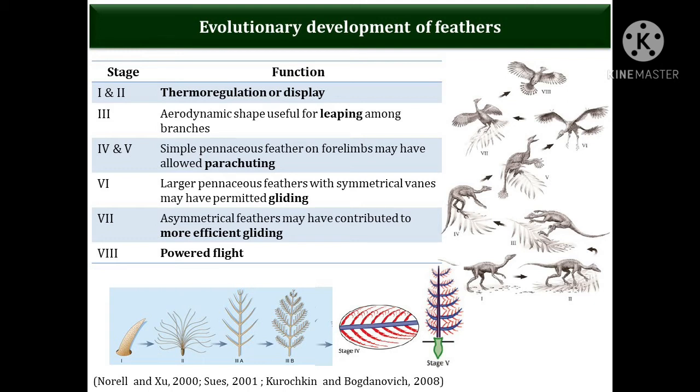In the fourth and fifth stages, pinnaceous feathers on forelimbs may serve the function of parachuting. In the sixth stage, pinnaceous feathers with symmetrical veins permitted a gliding function, and then the seventh stage contributed more efficient gliding. Lastly, in the eighth stage, feathers are fully developed and served the function of powered flight.